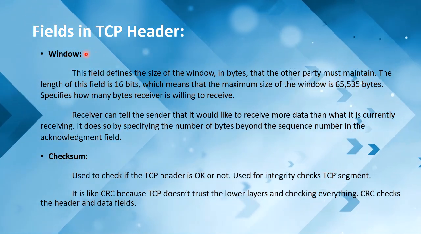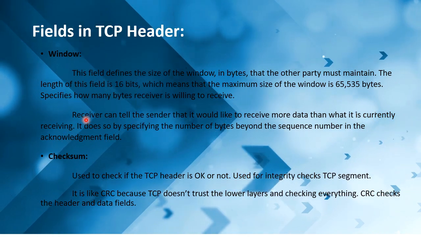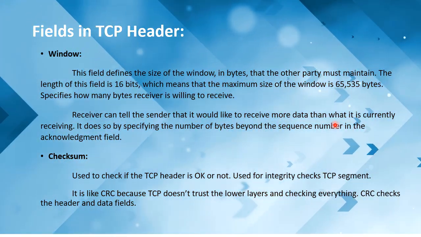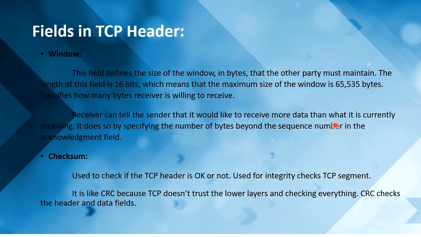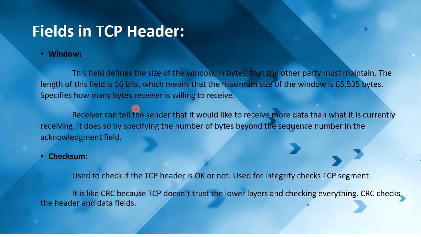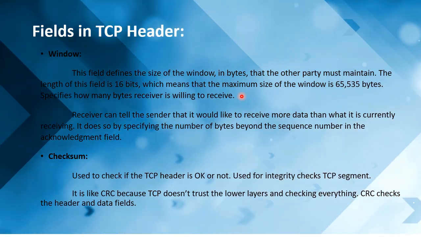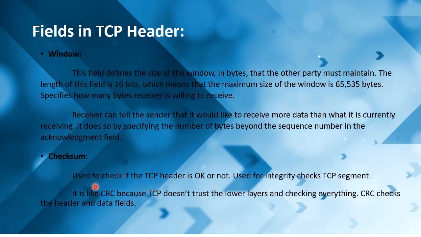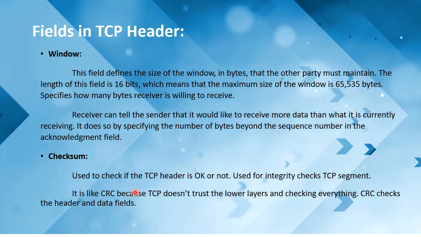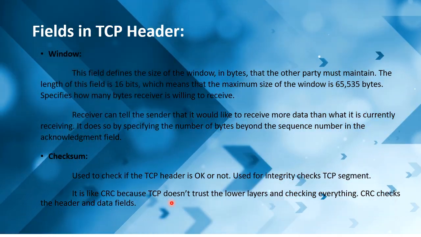And the window, as we discussed, is the bytes of information that we are sending. First, the receiver can tell the sender how many bytes of information it can accept. So according to the receiver's information, the sender sends the bytes. And checksum is like the CRC check in the Ethernet header. In TCP we use a checksum to check the integrity of the TCP header.